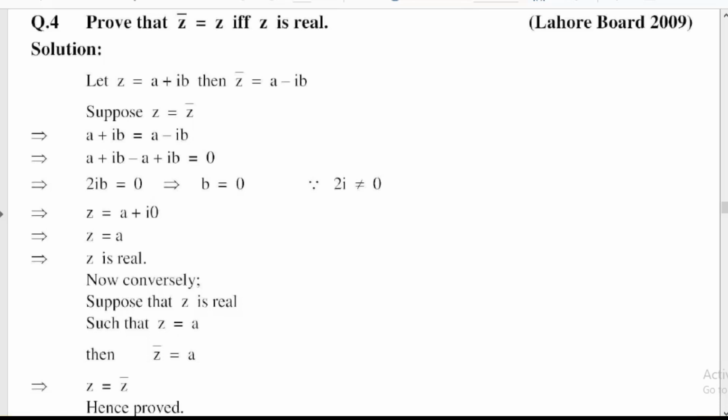Suppose that z is real, so that z is equal to a. So taking conjugate, z conjugate is equal to conjugate of a is equal to a. So a is real part, sign no change. So z conjugate is equal to z, which is the required solution.